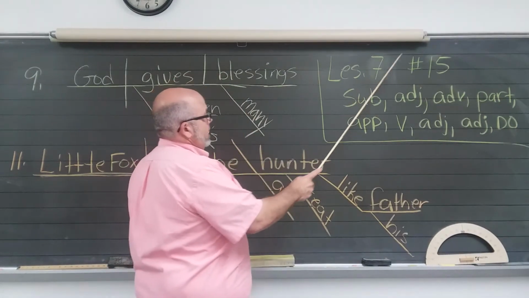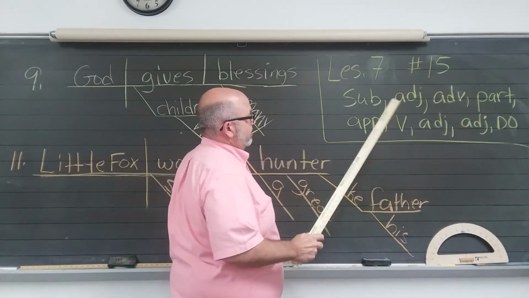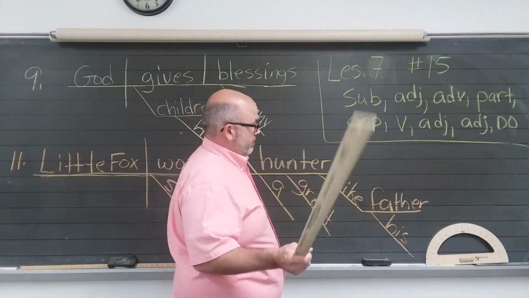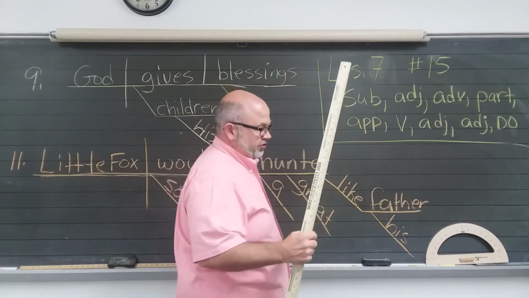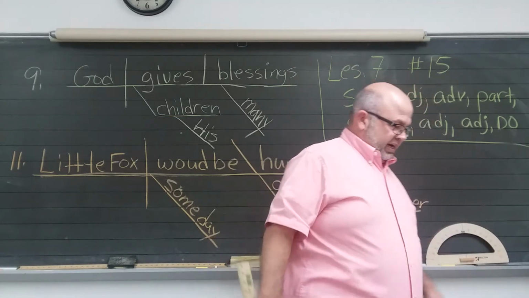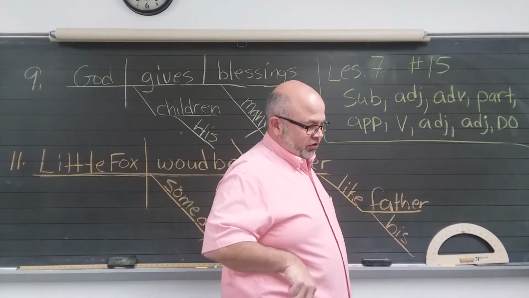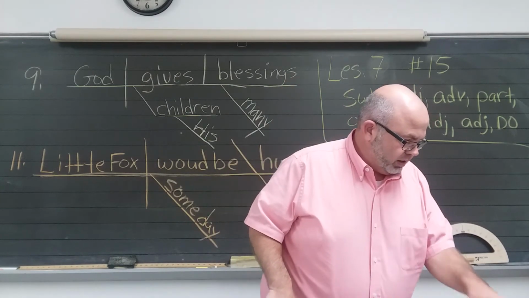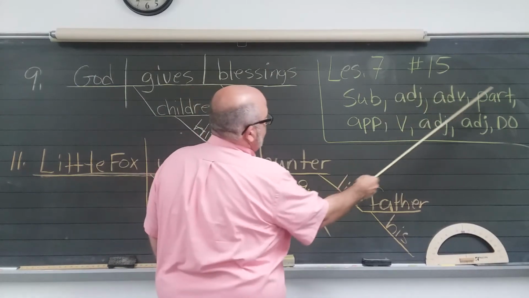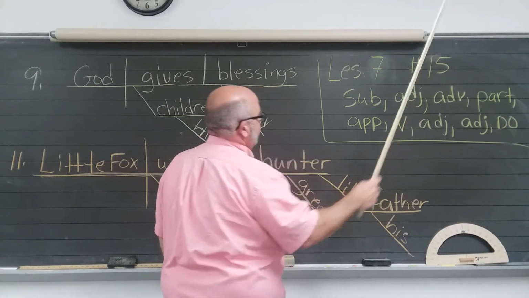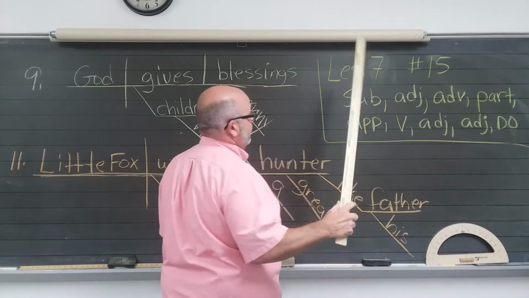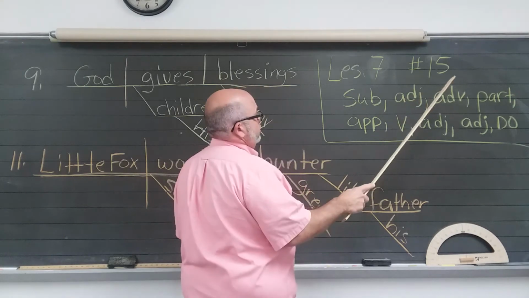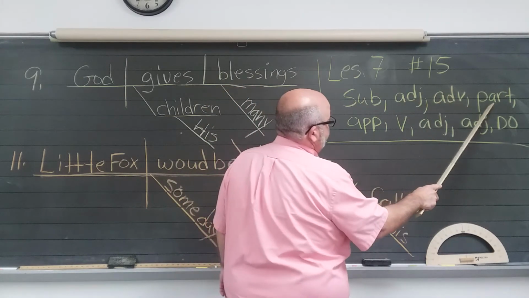So in lesson 7, number 15, the diagram. These are the functions of each word in the sentence, and then you need to diagram them. All right? So the sentence is, Japan, a densely populated country, manufactures many important products. There's 9 words, 1, 2, 3, 4, 5, 6, 7, 8, 9. And the words are in this order. Okay, Japan is the subject. So you have a subject, you have an adjective, you have an adverb, you have a participle.